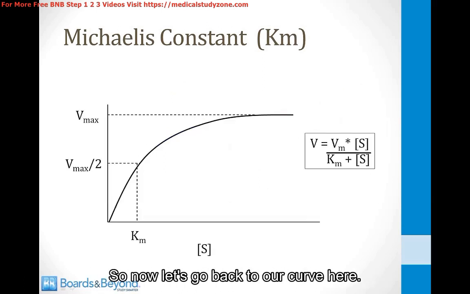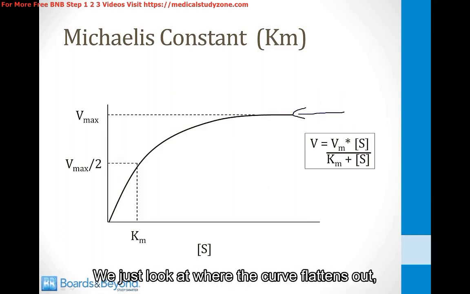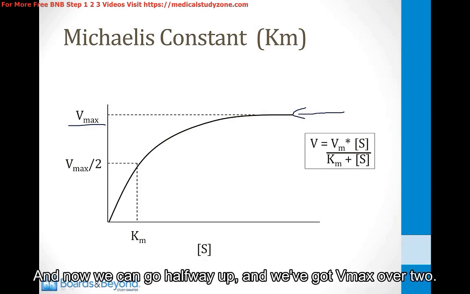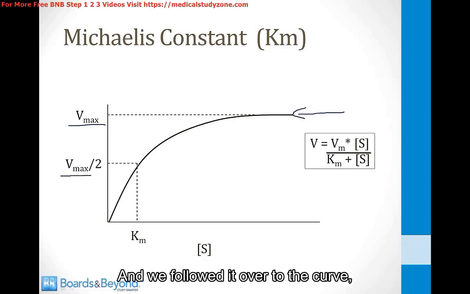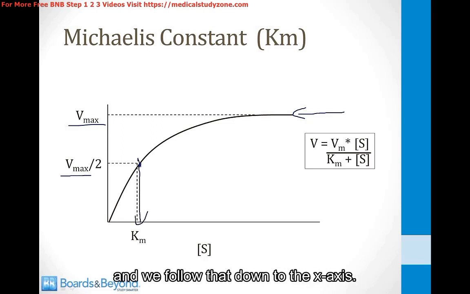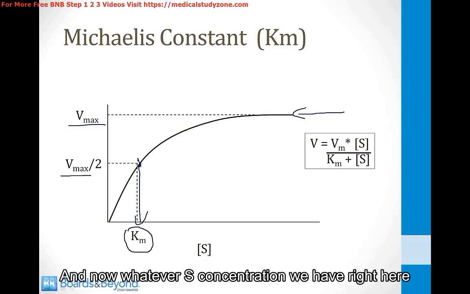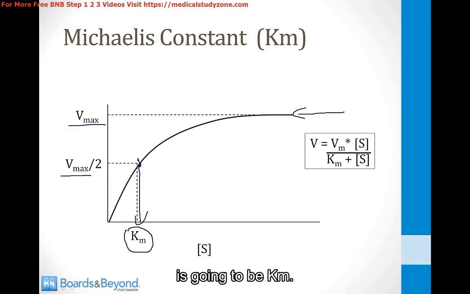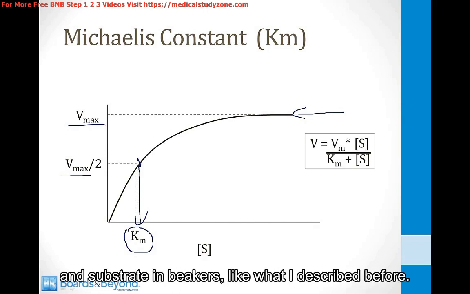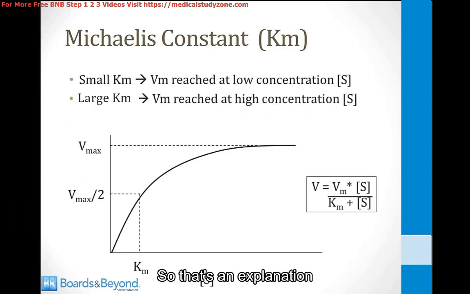So now let's go back to our curve here. We said that it's very easy to find Vmax. We just look at where the curve flattens out, and that identifies Vmax on the y-axis. And now we can go halfway up, and we've got Vmax over 2. We follow that over to the curve, and that's going to be a point right here. And we follow that down to the x-axis, and now whatever S concentration we have right here is going to be Km. And this is how you identify Km from a set of experimental data of enzyme and substrate in beakers like what I described before. So that's an explanation of how to find the Michaelis constant from a set of experimental data.